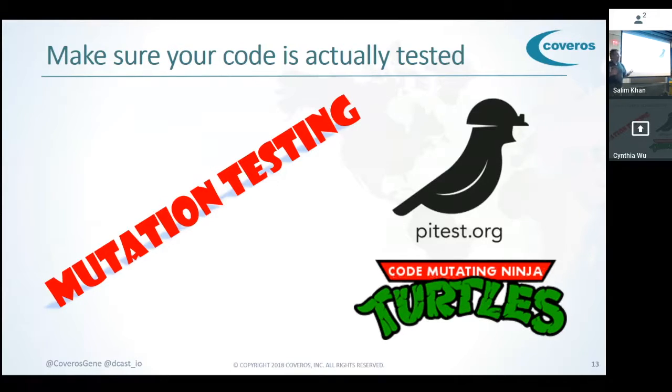If your tests all still pass, then whatever change it made, that mutation that it made, is not tested, right? It was something you weren't looking for. So that's code that's not tested, right?